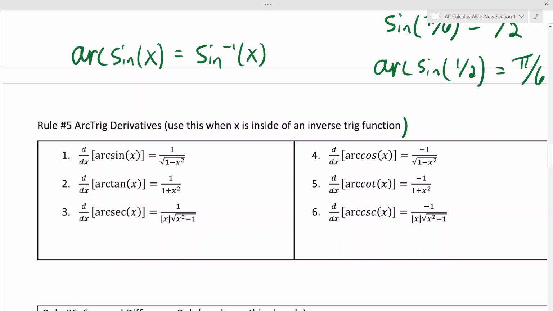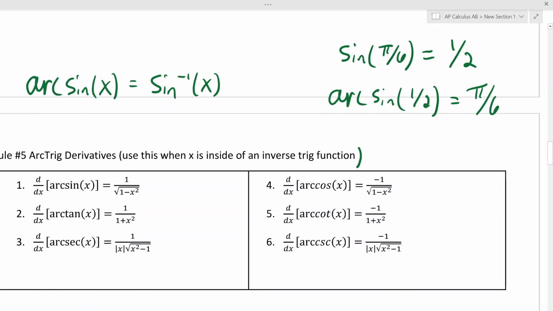But we need to know the derivatives. We need to know how we tell the slopes of these things. And there they are. And you'll notice some similarities between these. The derivative of arcsine is 1 over the square root of 1 minus x squared, while the derivative of arccosine is negative 1 over the square root of 1 minus x squared. Same thing, just negative. Cool. Arctan and arccotan, same thing. They're the same exact thing, just one's positive, one's negative. And arcsecant and arccosecant, same thing. Okay.